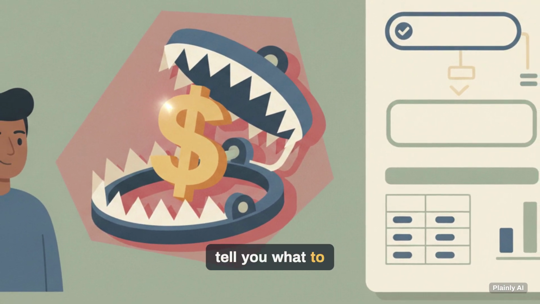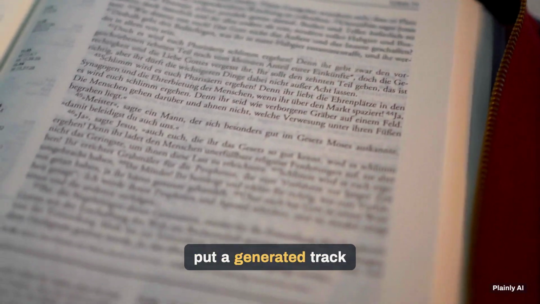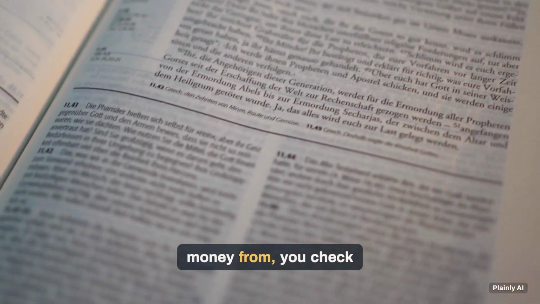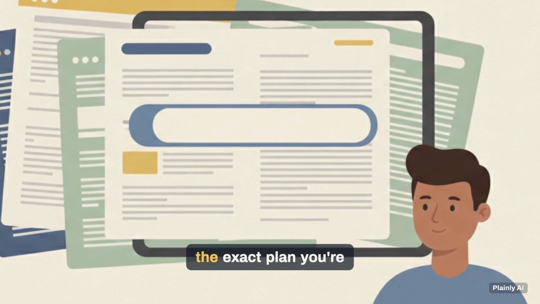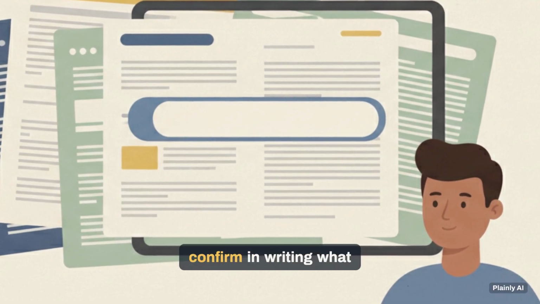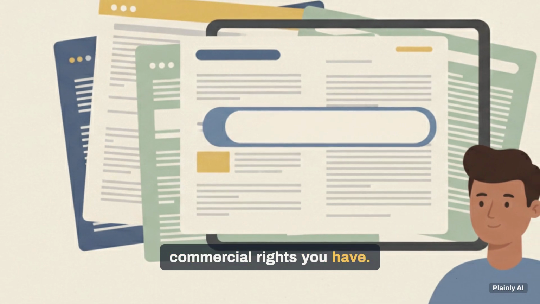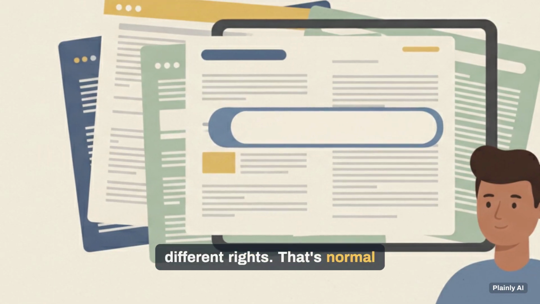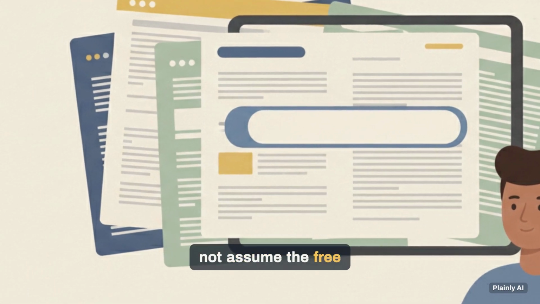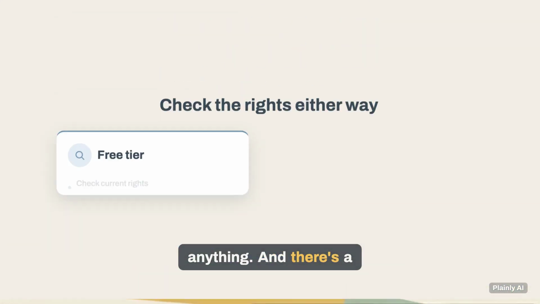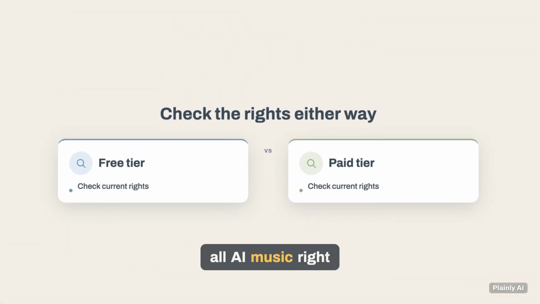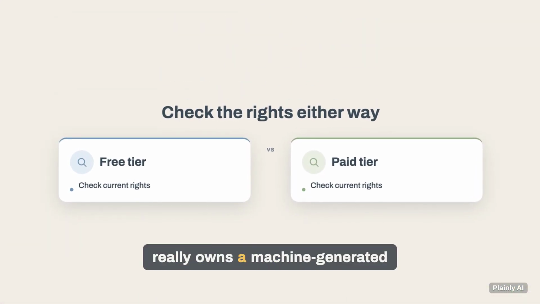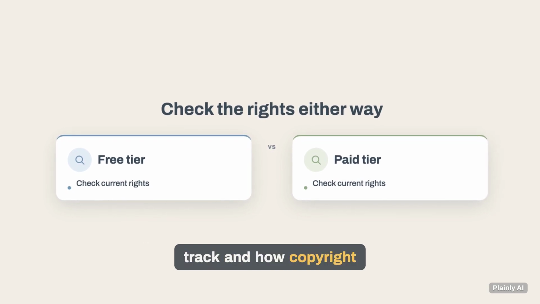I'm going to tell you what to actually do. Before you put a generated track into anything you make money from, you check the current terms for the exact plan you're paying for, and you confirm in writing what commercial rights you have. Free tiers and paid tiers almost always carry different rights. That's normal across these tools. Do not assume the free version lets you sell anything, and there's a deeper question hanging over all AI music right now, which is who really owns a machine-generated track and how copyright treats it.